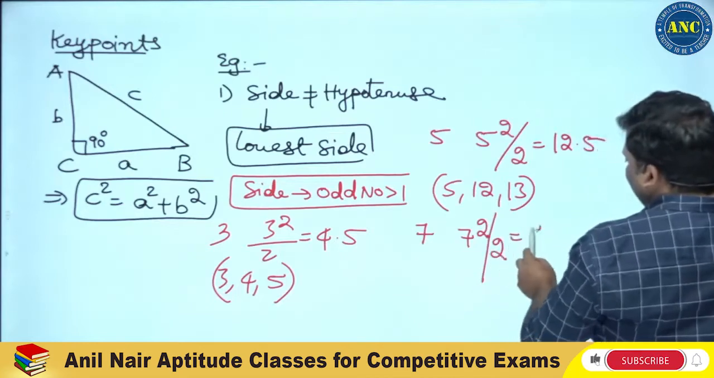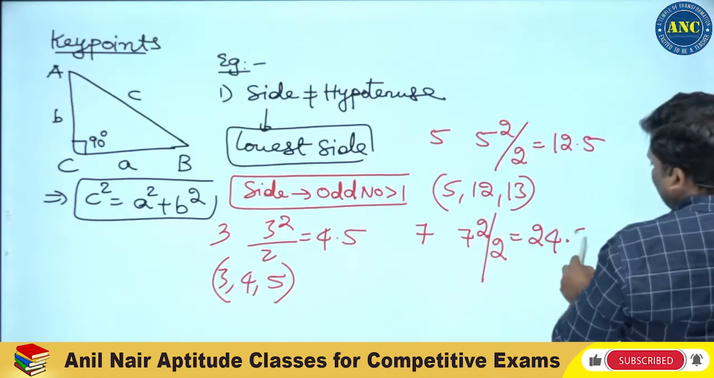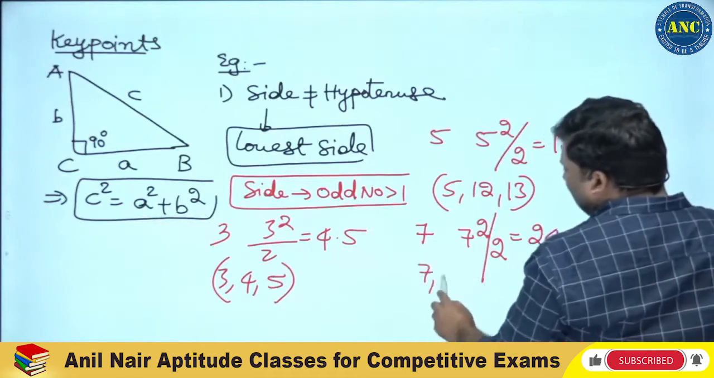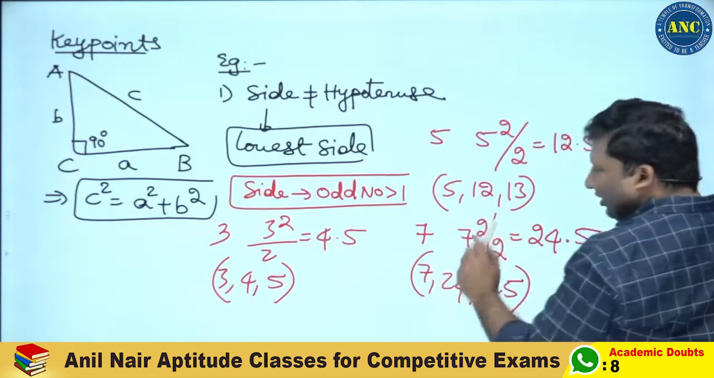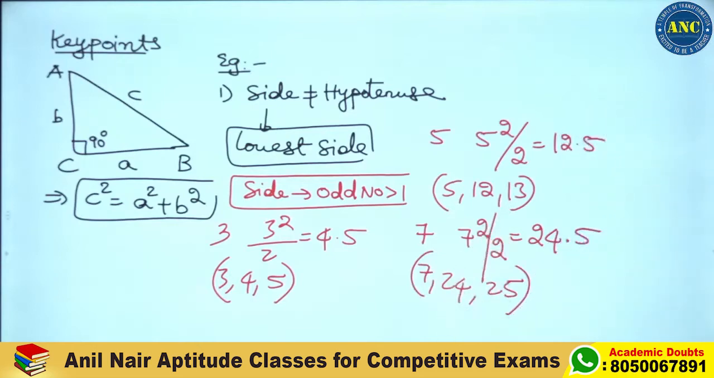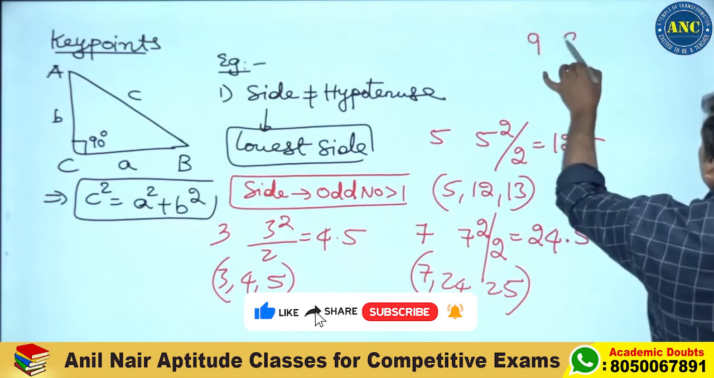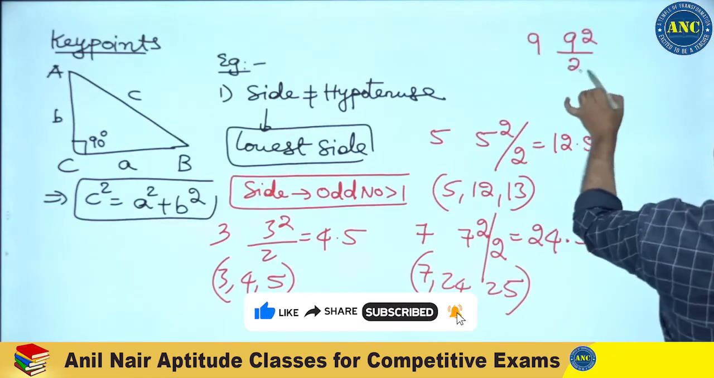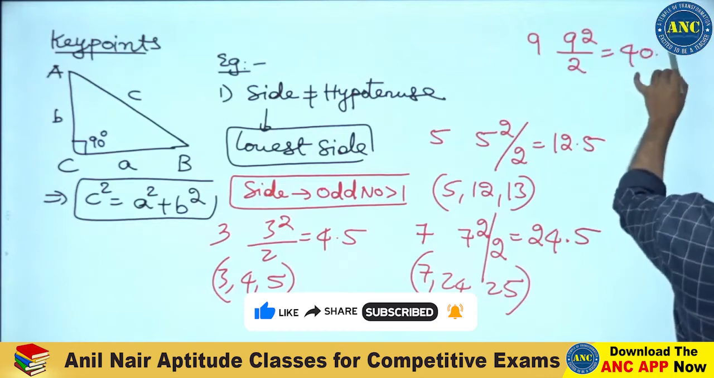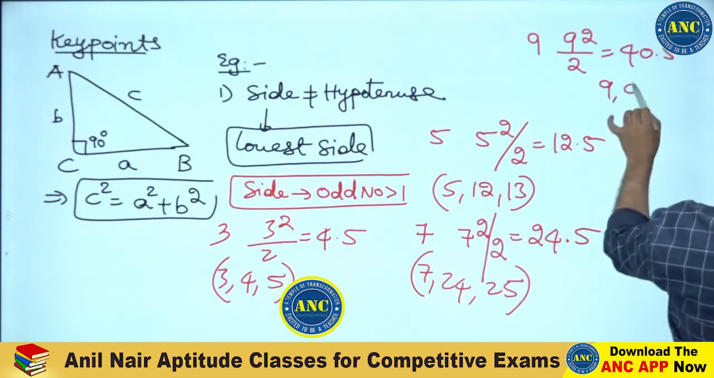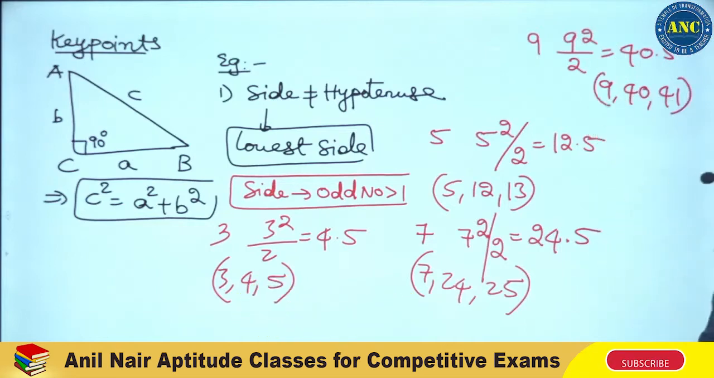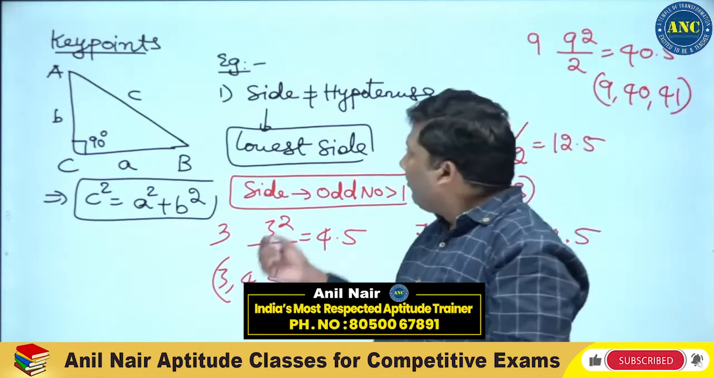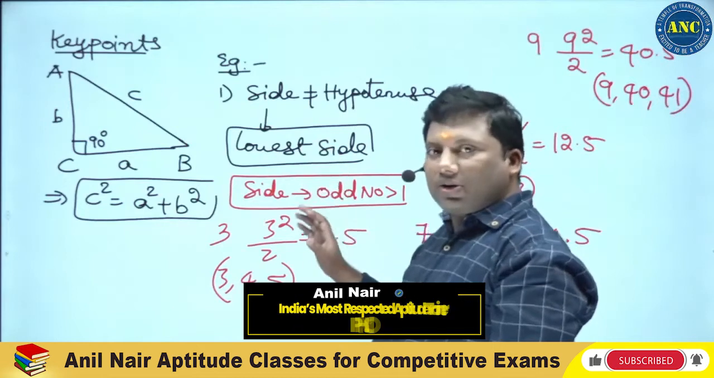7 square by 2, 49 by 2, 24.5. Subtract 0.5 and add 0.5. 7, 24, 25. Like that you can derive as many values as possible. 9 square by 2, 81 by 2, 40.5. Subtract 0.5 and add 0.5. 9, 40, 41. We are taking the side not equivalent to hypotenuse.